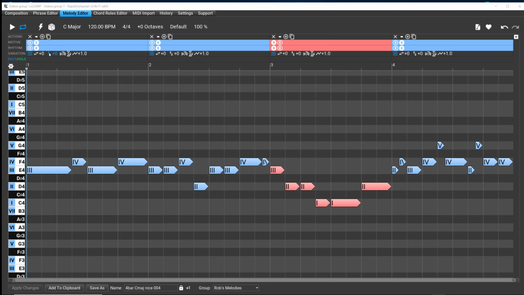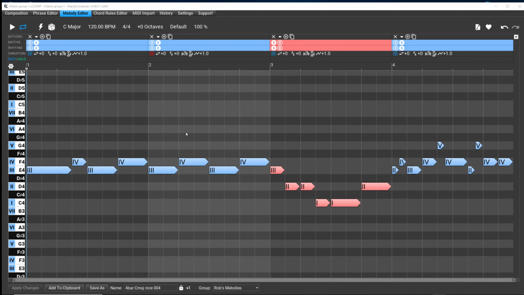Okay, the next one we have is the transpose, and this is probably something we're going to use very, very often, because probably one of the most common ways to write a melody and to create some interest is to start out with a motive and then transpose that motive up. Okay, and that's what this thing does.